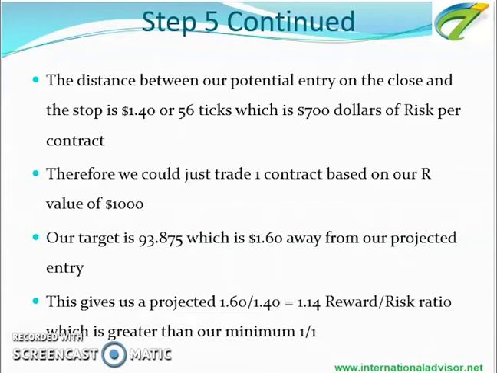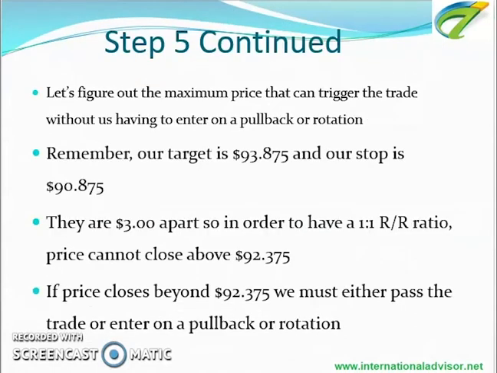1. Alright, our target is 93.875, which is $1.6 away from our projected entry. This gives us a projected 1.14 reward-risk ratio, which is obviously greater than 1, so we are good to go with this trade after these mathematical risk management strategies and calculations.